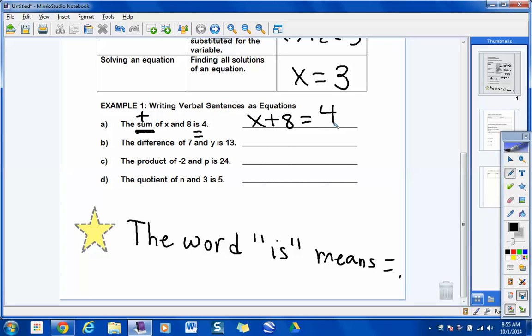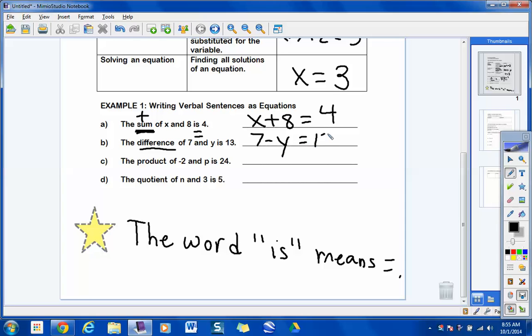What's my operation when I'm talking difference? What does difference mean? Subtraction. So a difference of 7 and y is going to be 7 minus y equals 13. Very good. We're getting good at this.